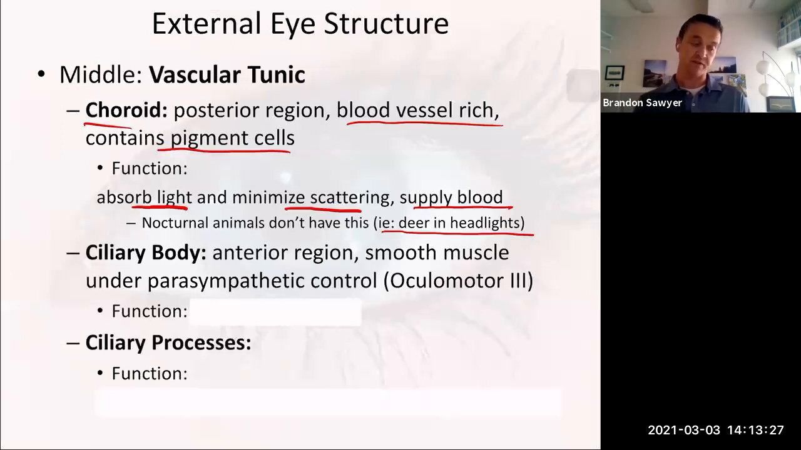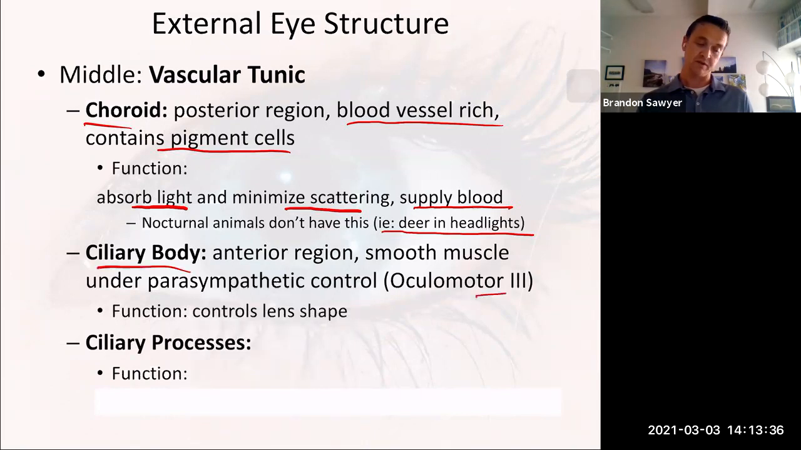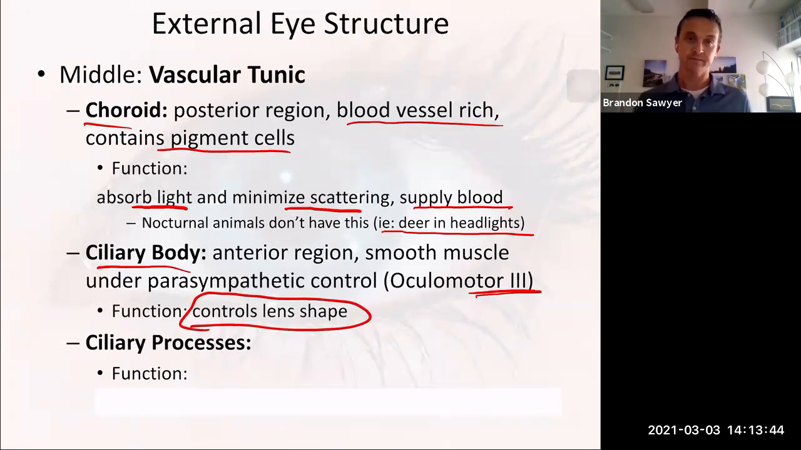Okay, another part of the vascular tunic is called the ciliary body. This is the very anterior part of this region. This is smooth muscle that's under the control of the oculomotor nerve, cranial nerve 3. And this is important: it's a muscle that controls the shape of the lens. I'll talk about the details of how that works in a bit. That's the ciliary body. And then the ciliary processes are right there in that region as well.